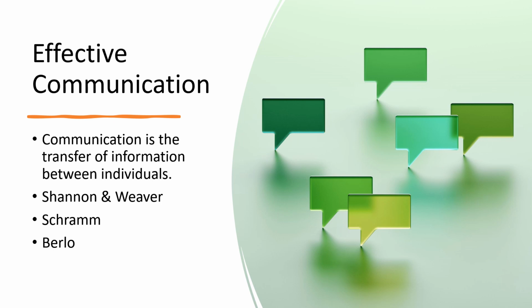The sender begins the message. The message is the topic transmitted. The channel is the method in which the message is sent, and the receiver gets the message that is transmitted. This is a one-way process for communication, and it doesn't include any feedback like other communication models.